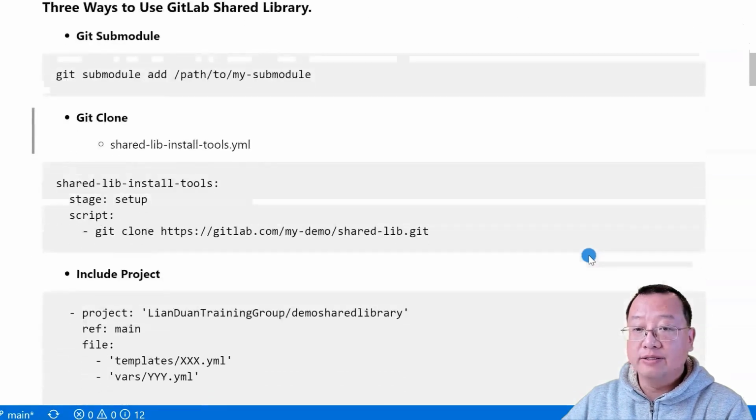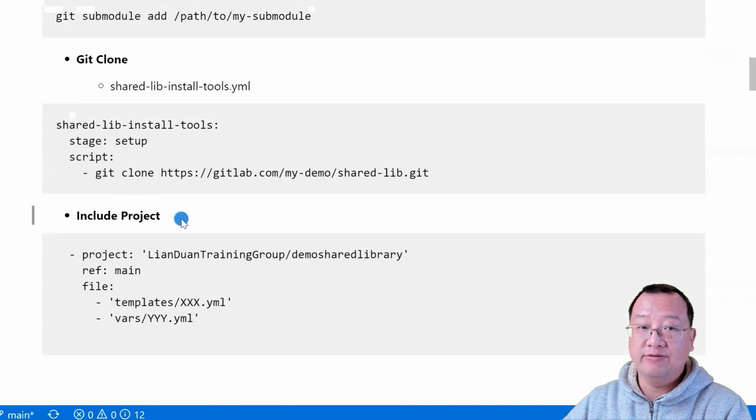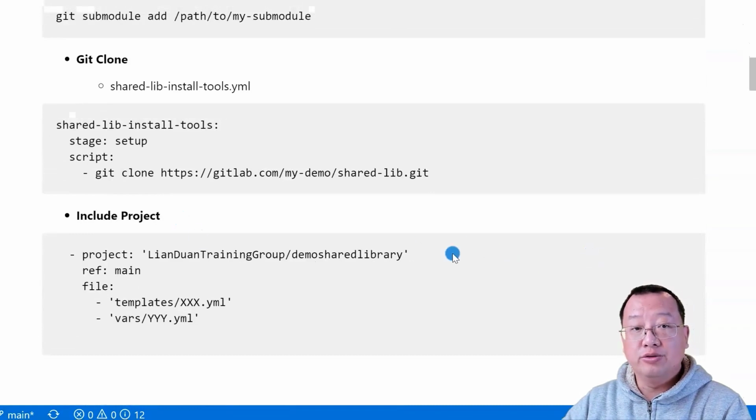The third way is use include project function. This allows us to include the shared library in a project's GitLab CI/CD file. It's easy to use and manage, and by referencing a specific version of the shared library and using ref keywords, we can specify version of the shared library. We are able to control over which version being used in the project.